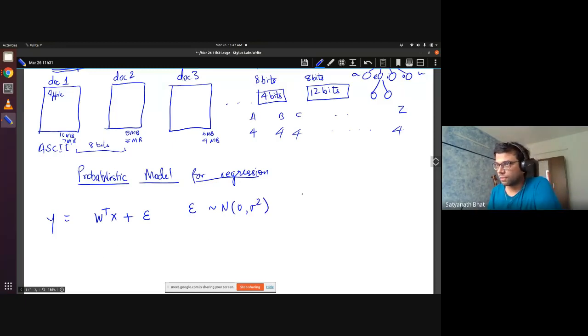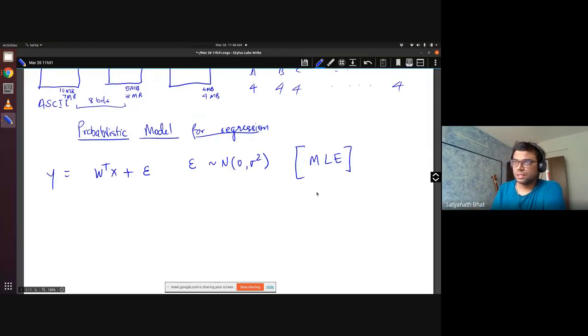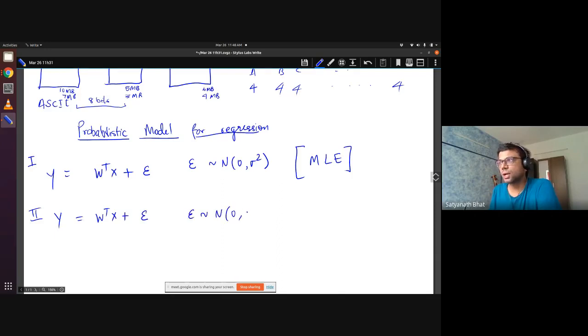In this model, we used MLE, the maximum likelihood estimator. This was what we saw in yesterday's class. So this is model 1. Now we will look at another model, which is y equal to W transpose X plus epsilon, where epsilon is normal with 0 and sigma squared. But on top of this, W is a vector, right?